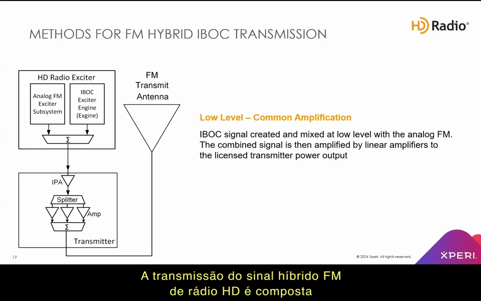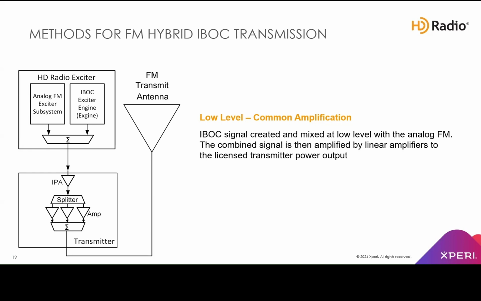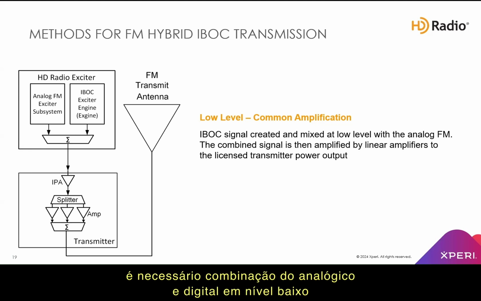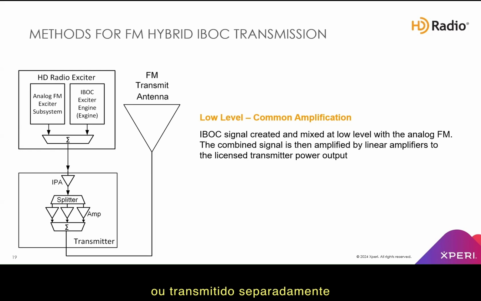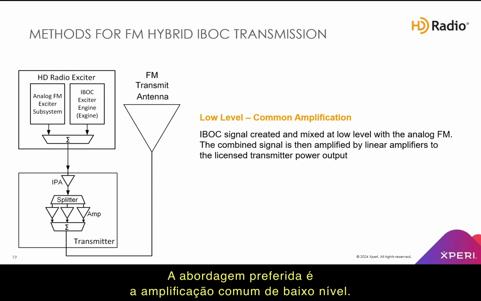The HD Radio FM hybrid signal transmission is comprised of both a digital and analog signal component transmitted within the existing FM allocation. The FM hybrid signal transmission modes use the analog FM signal to provide a backup for the main HD1 channel. To produce these hybrid signals requires that the analog and digital be combined at low level in the exciter stage, at high level in the antenna system, or transmitted separately on purpose-built antenna systems. The preferred approach is the low-level common amplification.